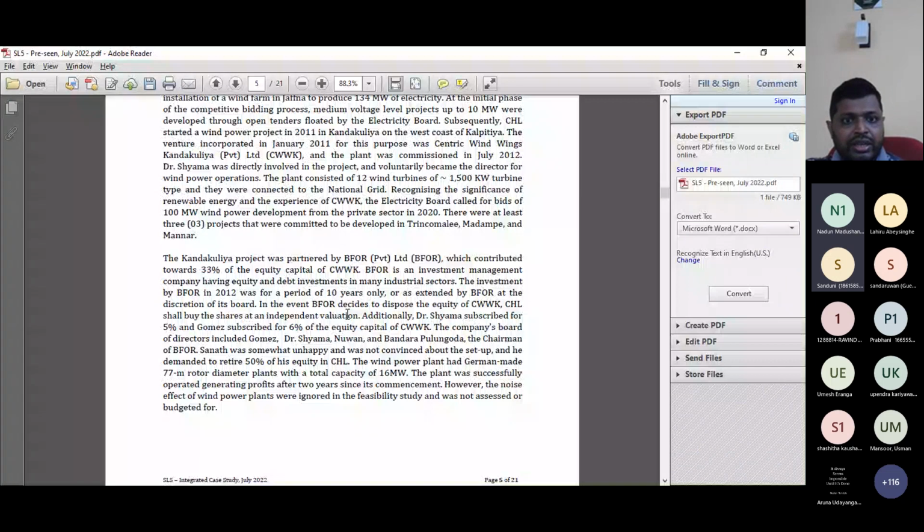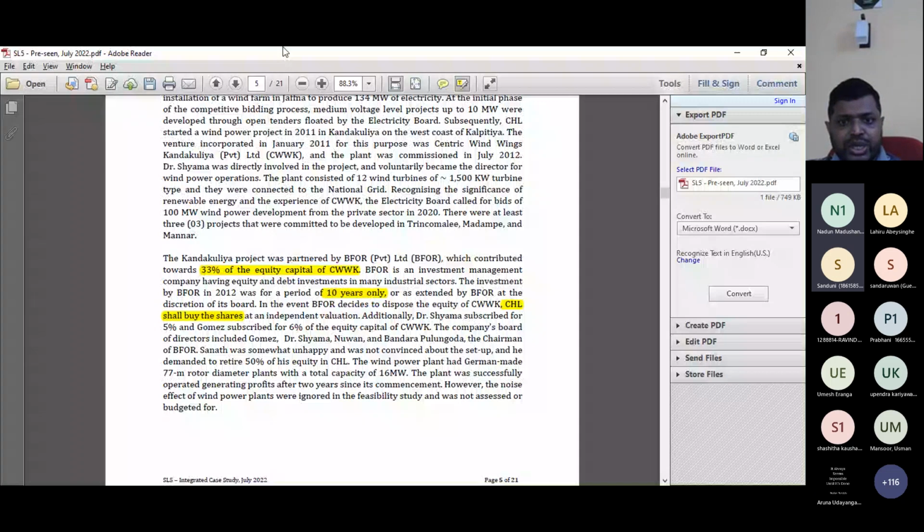I will highlight. The Kandapulya project was partnered by B4 Private Limited, which contributed 33% of the equity. 33%, right? Before is an investment management company having equity and debt investments in many industrial sectors. The investment by Before in 2012 was for a period of 10 years only, or as extended by Before at the discretion of its board. In the event Before decides to dispose of the equity of CWWK, CHL shall buy. CHL has to buy. That is the agreement. CHL shall buy at the independent valuation.